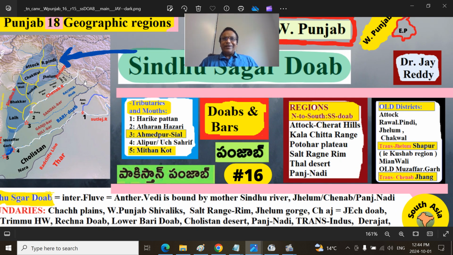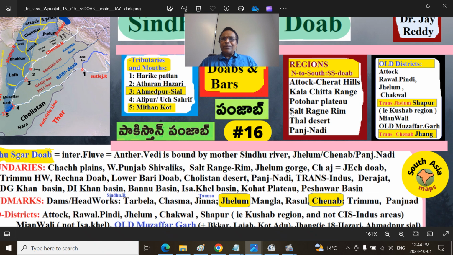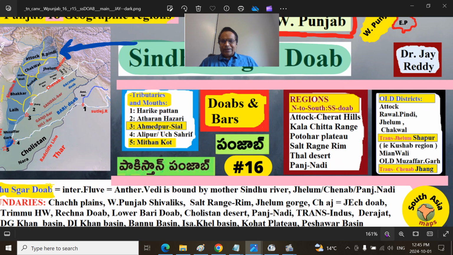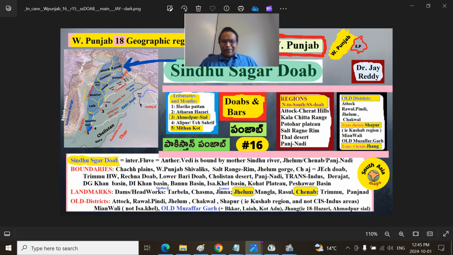The northern part has Attock Cherat Hills and Kalachitta Hills, and much of it is a Potwar Plateau, south bounded by the Salt Range. The middle part is essentially desert, Thal Desert, it's called, not Thar, it is Thal. And further south is the Panj Nadi. And these are the old districts and trans across the Jhelum River, Khushab region and Mianwali Valley, Old Muzaffargarh district, and so on. So we have seen this and we'll go and look at this part in much more detail.